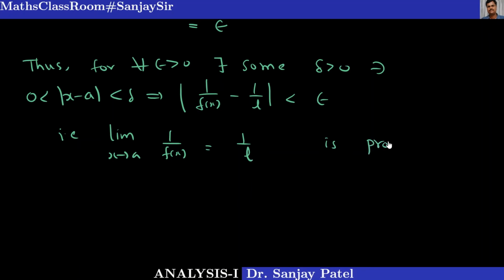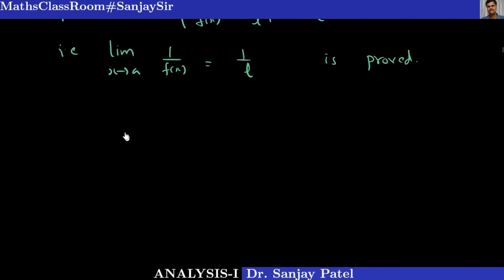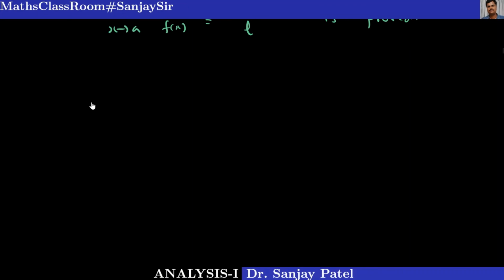Remember, this we can use only under two restrictions: one is f(x) is non-zero everywhere in the domain, and L is not equal to 0. So if f(x) tends to L, 1 upon f(x) tends to 1 upon L is the main conclusion. So you have proved result number 4 also.